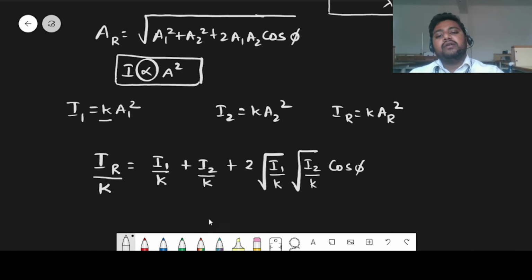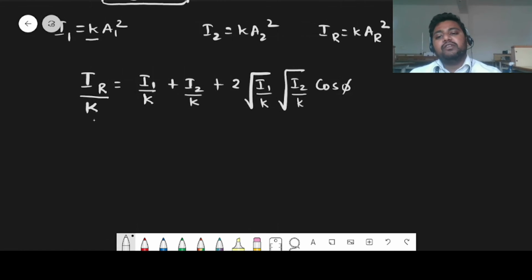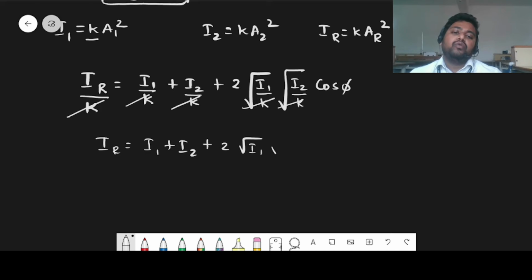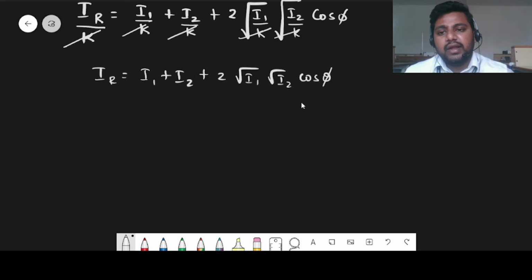Further, if we are solving this equation, since the value of k can be cancelled, you can write I resultant is equal to I1 plus I2 plus 2 root I1 root I2 cos phi. Now, this is the general equation of amplitude. These two are the general equations of amplitude and intensity that we have here.